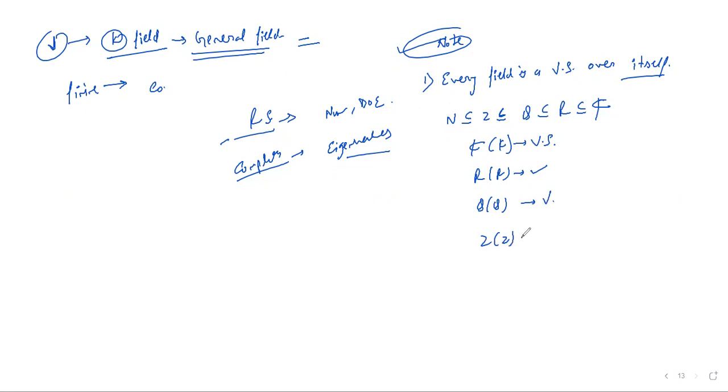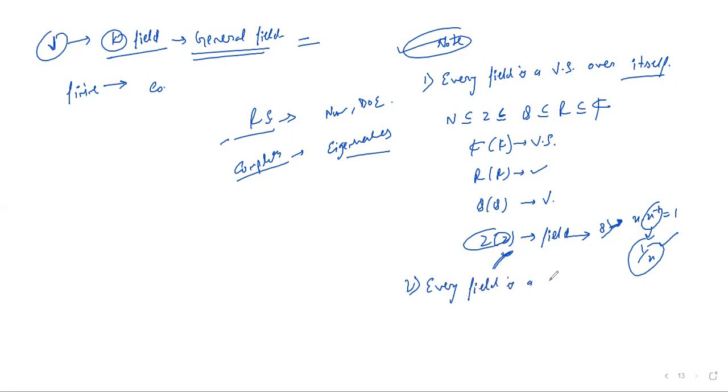But integer over integer doesn't form a vector space, because for forming a vector space it has to be a field first, and the integers are not a field, because they don't satisfy the property I took earlier, x dot x inverse equals 1, the existence of an inverse. 1 by x is not an integer. That's why it doesn't satisfy this property. So Z, the set of integers, is neither a field nor a vector space. There is one more thing: every field is a vector space over its subfield.